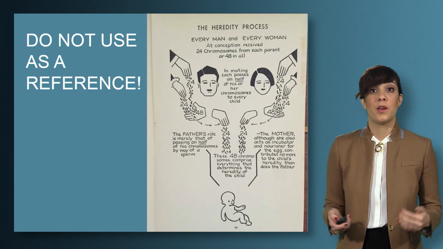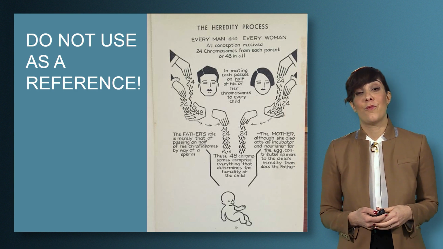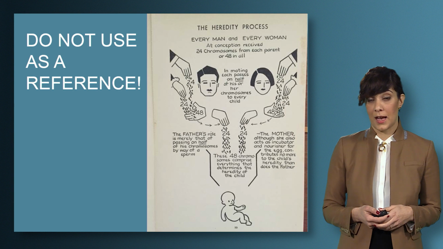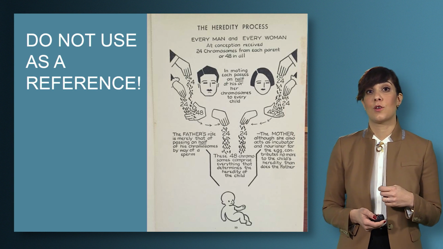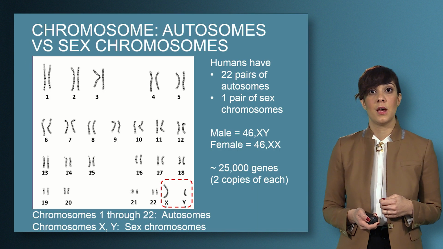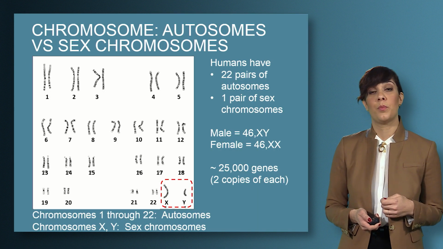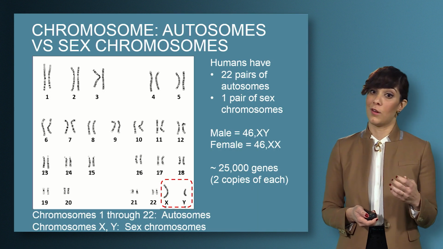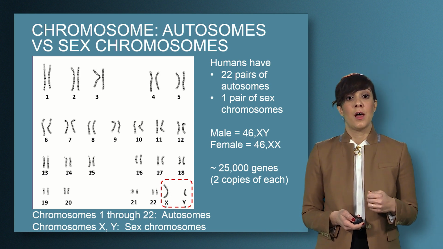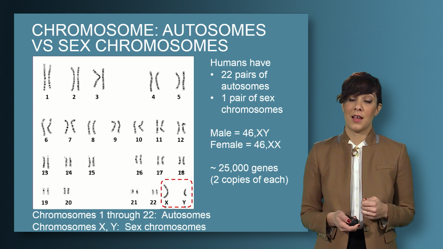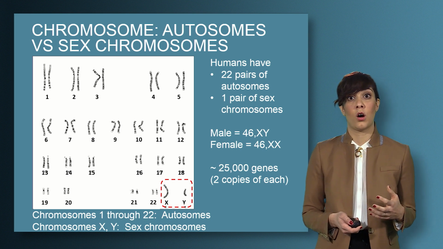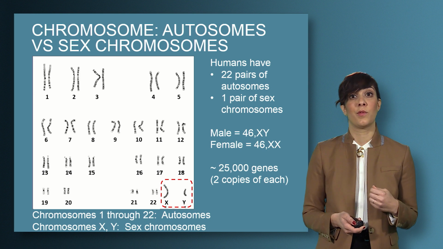Now, back in the day, we used to think that we had 48 chromosomes in total, which we since learned is actually completely wrong. Do not use this old textbook as a reference. This is from the 30s. We found out in the 50s that we actually have 23 pairs of chromosomes, where you have 1 pair of sex chromosomes. Females have 2 X's, and males have an X and a Y chromosome, and all the other chromosomes are called autosomes, and we have 22 pairs of those.